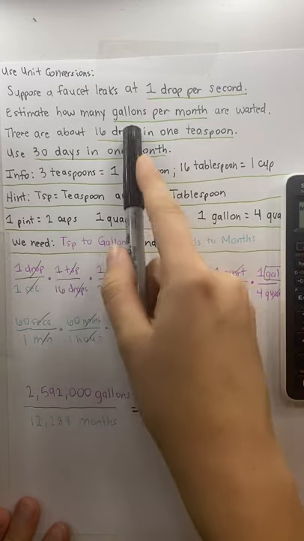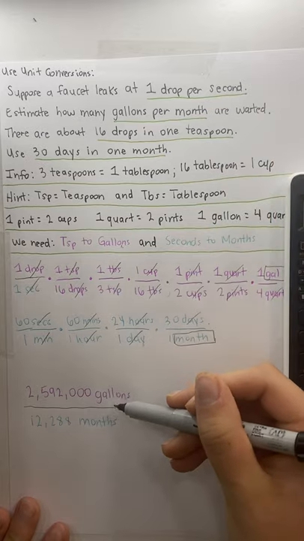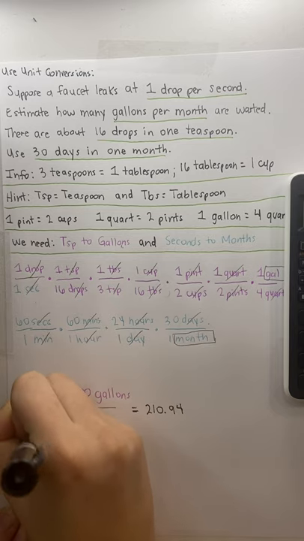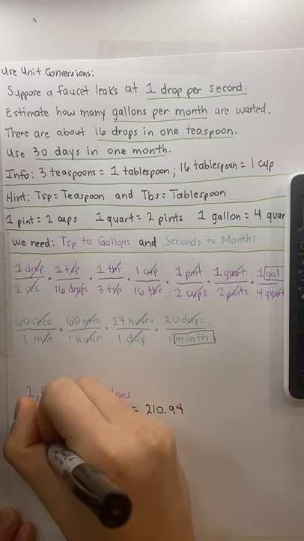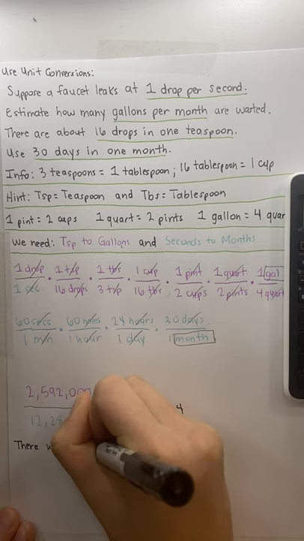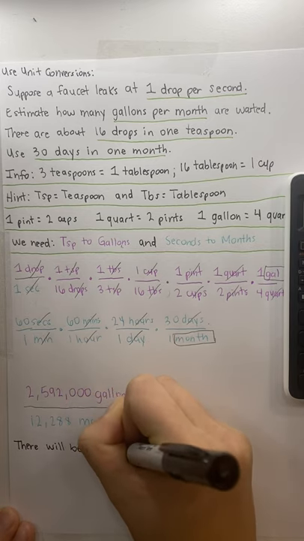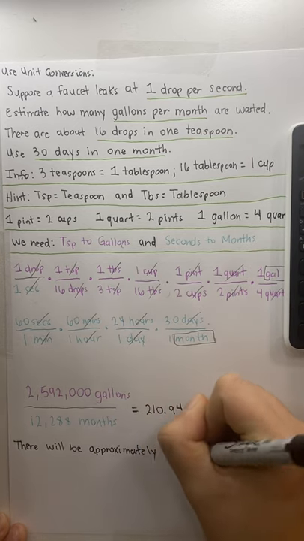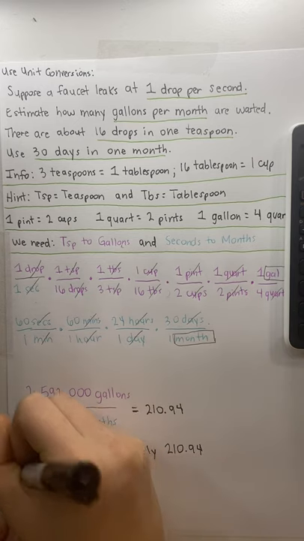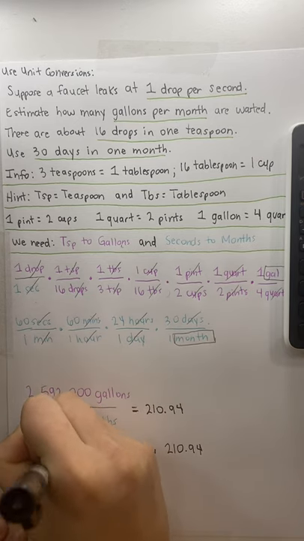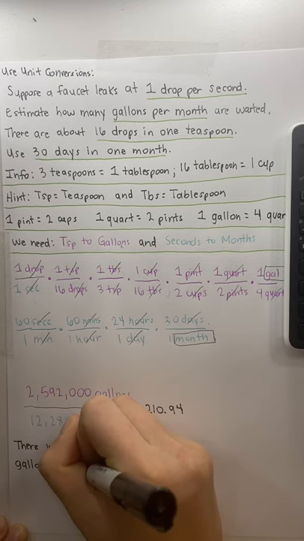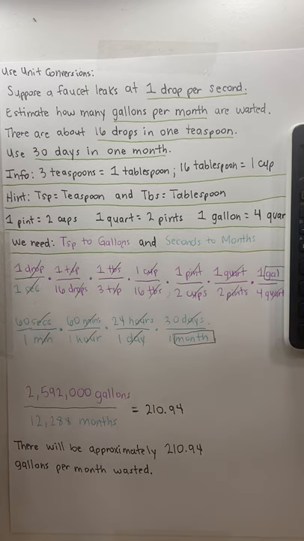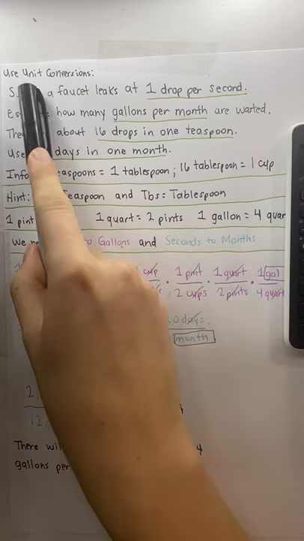And now we need to write our sentence. So it says estimate how many gallons per month are wasted. And gallons per month wasted is 210.94. So we're going to write there will be approximately 210.94 gallons per month wasted. And that is how you would solve this problem using unit conversions.